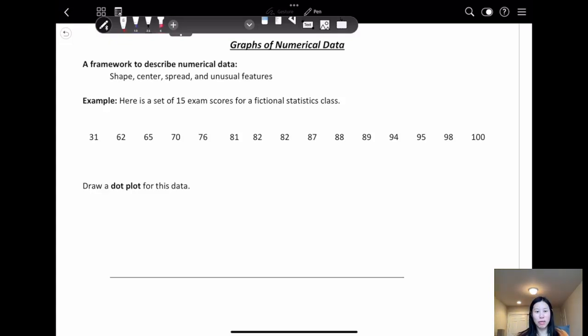So today I'm going to talk about the graph of numerical data. There's a certain way to describe data, such as the shape, which is how the data looks, and center, where we have expected value, mean, median. Spread is the variance of the data, and unusual features such as bias or outliers.